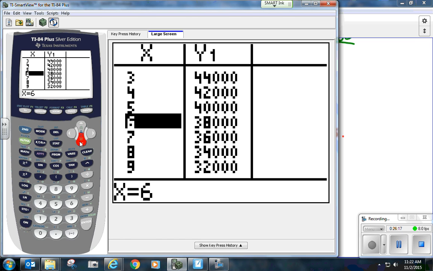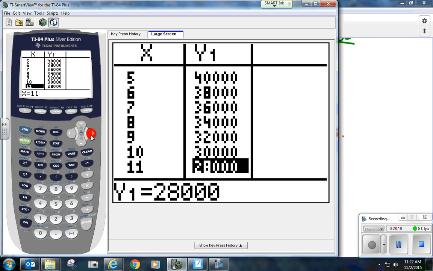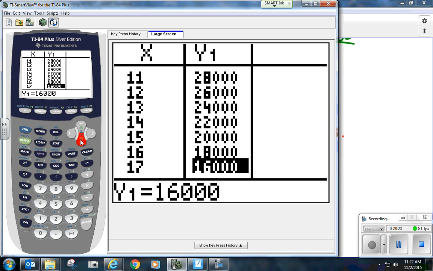If I scroll down here to see where my y value becomes $10,000, who wants the money in their pocket? That would be the smart thing to do. But when is the very last year you can sell it and still make it? Because after 20 years, there's your 10 grand for your car.